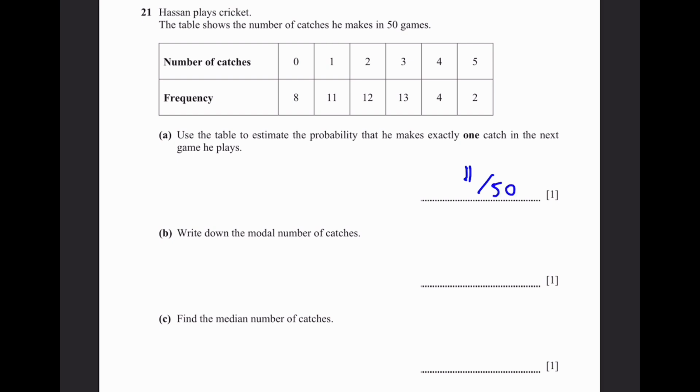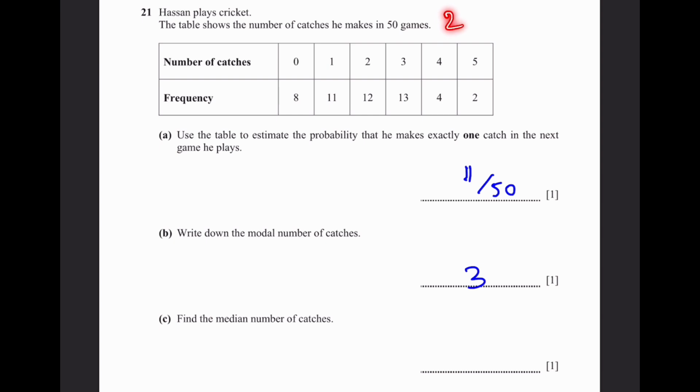B. Write down the modal number of catches. That means number of catches which has the highest frequency. That's 13, so number of catches is 3. And that's the answer. C. Find the median number of catches. So first, need to find the median of 1 and 50. That's 1 plus 50 divided by 2.